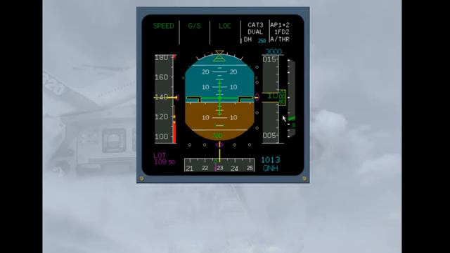You will be given more information on the ILS system, the flight director, the radio altimeter, and the flight mode annunciator indications later in the course.